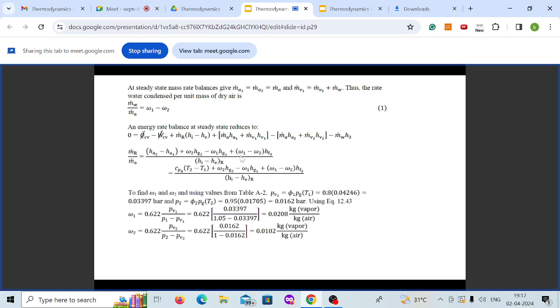So here there are only two applications: we did a mass balance and we did an energy balance. Using that, the only unknown which was required is the specific humidity, and we know how to calculate specific humidity, and we substituted that, and we can find out the mass of refrigerant by mass of air ratio.